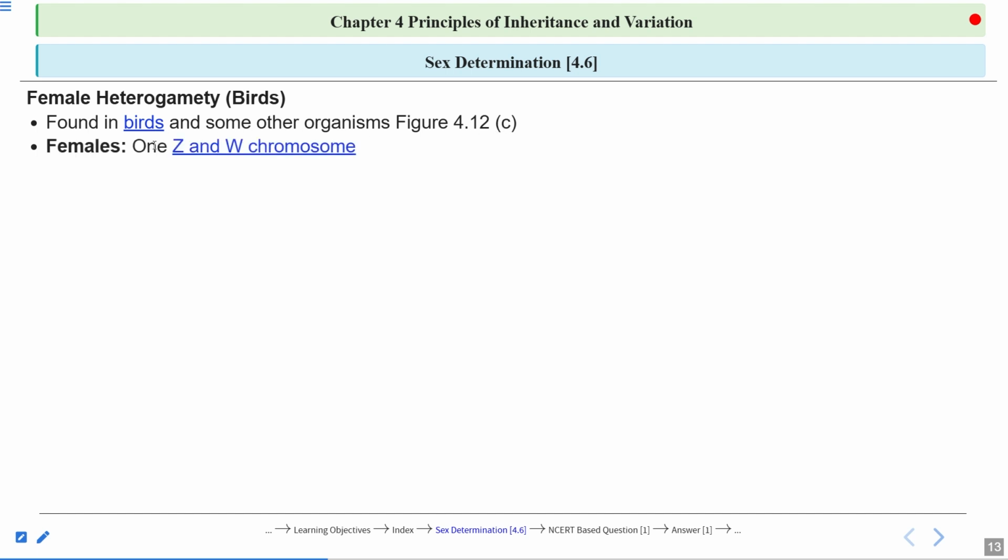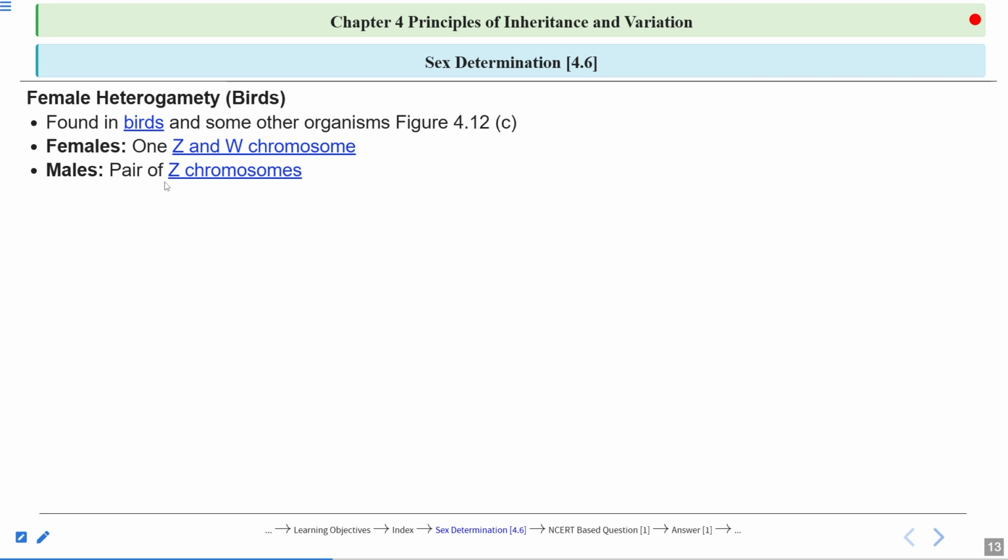Okay, here the female has Z and W chromosomes. So instead of XY chromosome, we are just writing Z and W chromosome just to avoid the confusion. So the females have ZW chromosomes, means two kinds of eggs are being produced here. Half of the eggs will contain Z chromosome, half of the eggs will contain W chromosome.